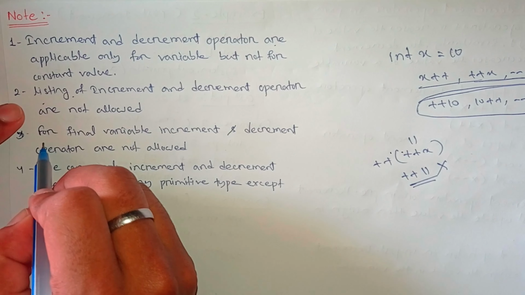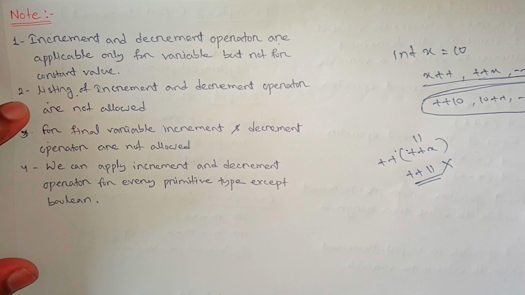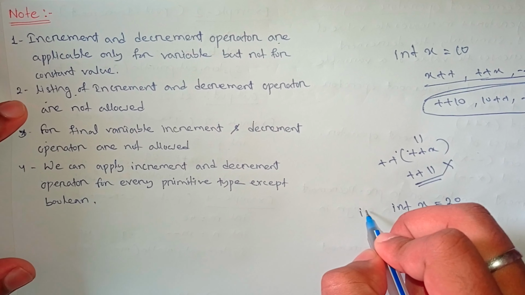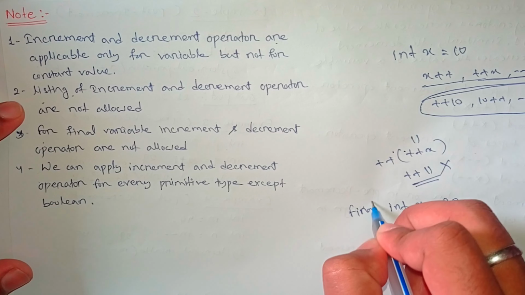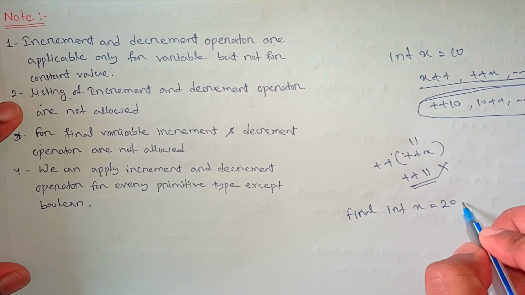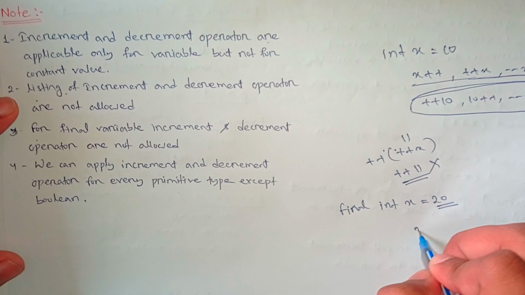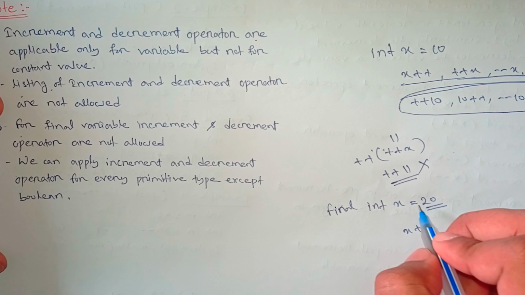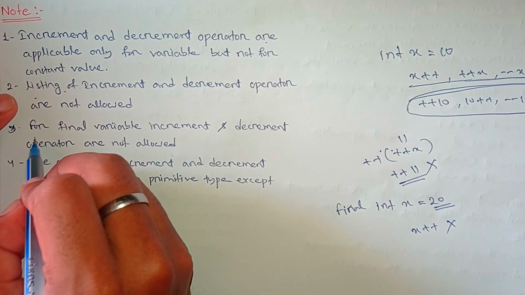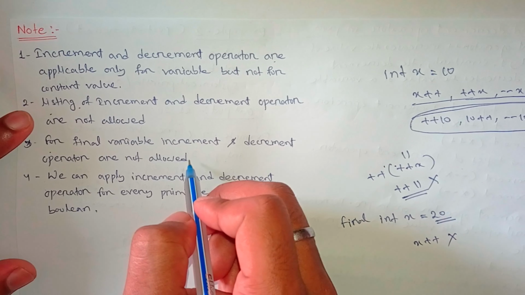Next, for a final variable, increment and decrement operators are not allowed. Final means final int x = 20. If I use the final keyword before the variable, then the variable is final, which means we cannot change its value. So if I use x++, how can it change? We cannot change the value of a final variable. So for a final variable, increment and decrement operators are not allowed.